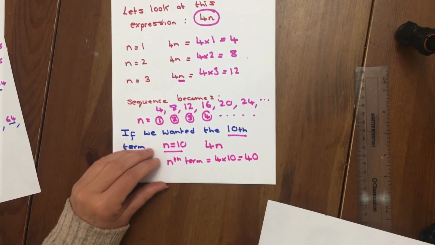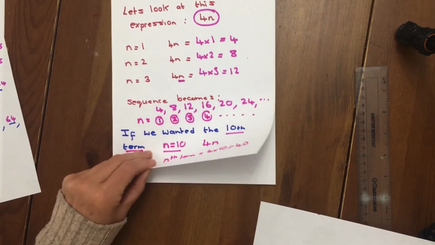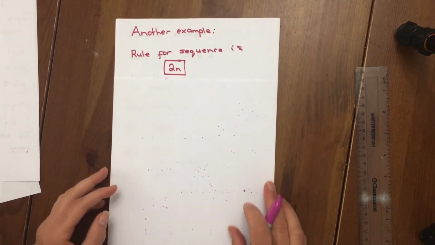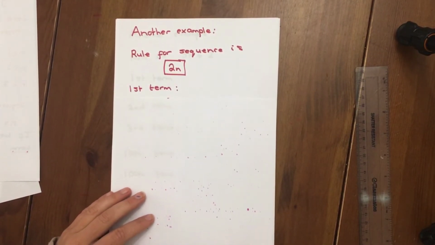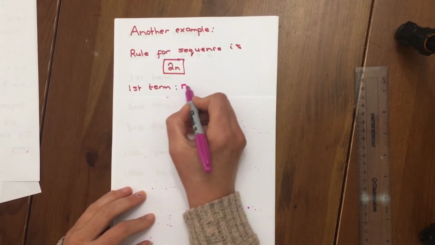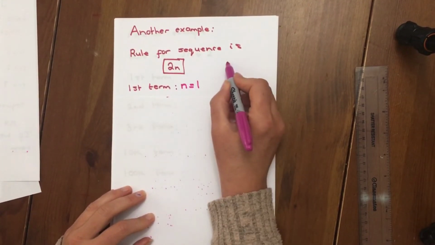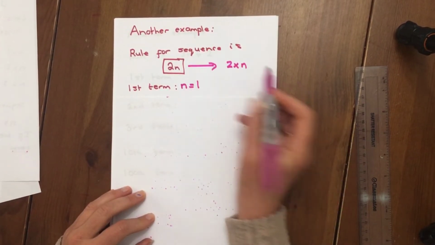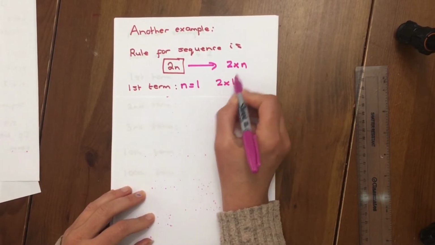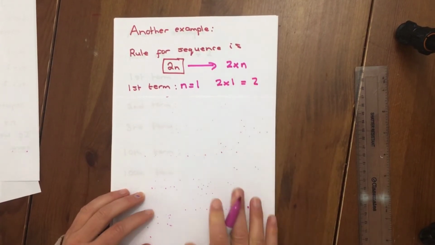Right, so let's look at another example. What about if this was my rule? My rule is now 2n. So what's my first term? Well, my first term is when n is 1, and this means 2 times n. So I want 2 times 1, which is 2.